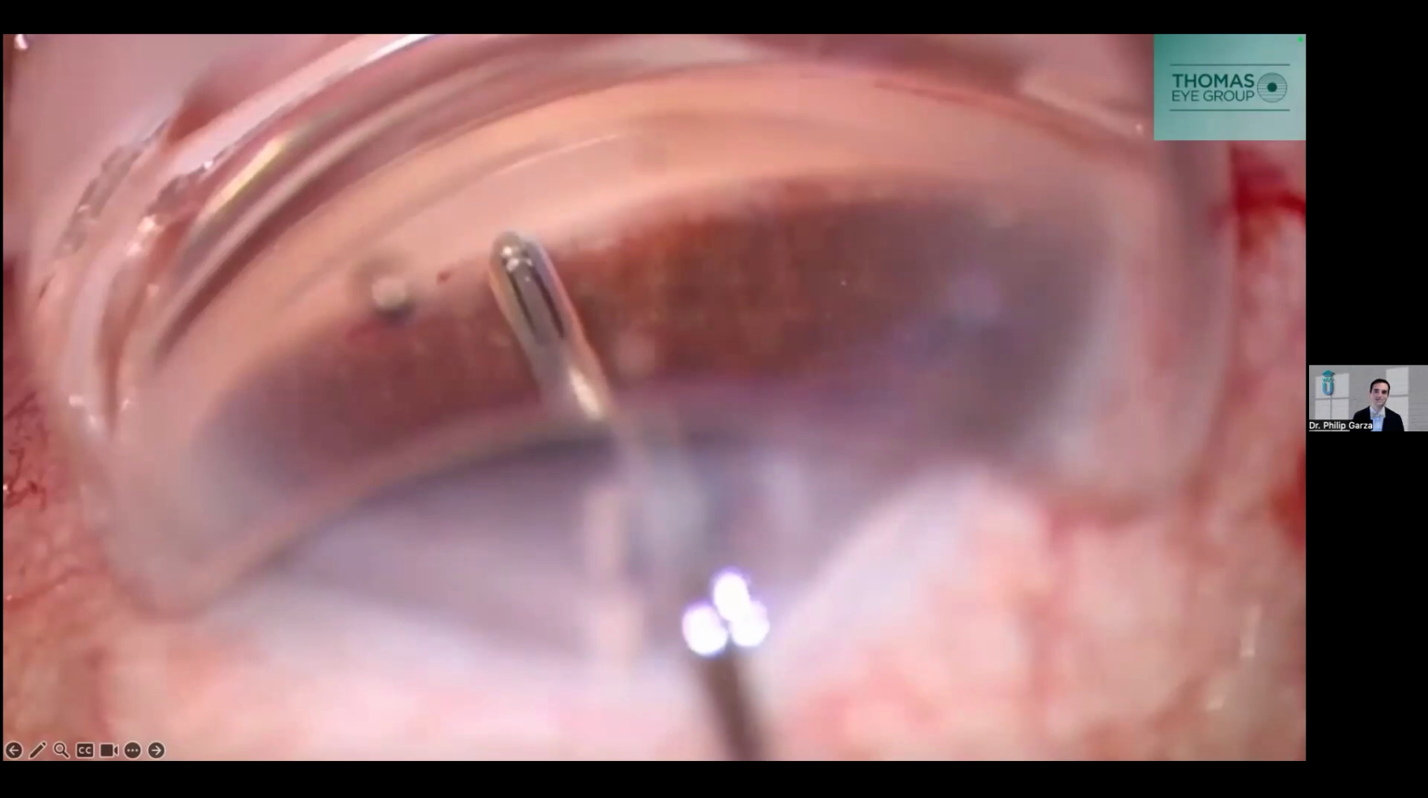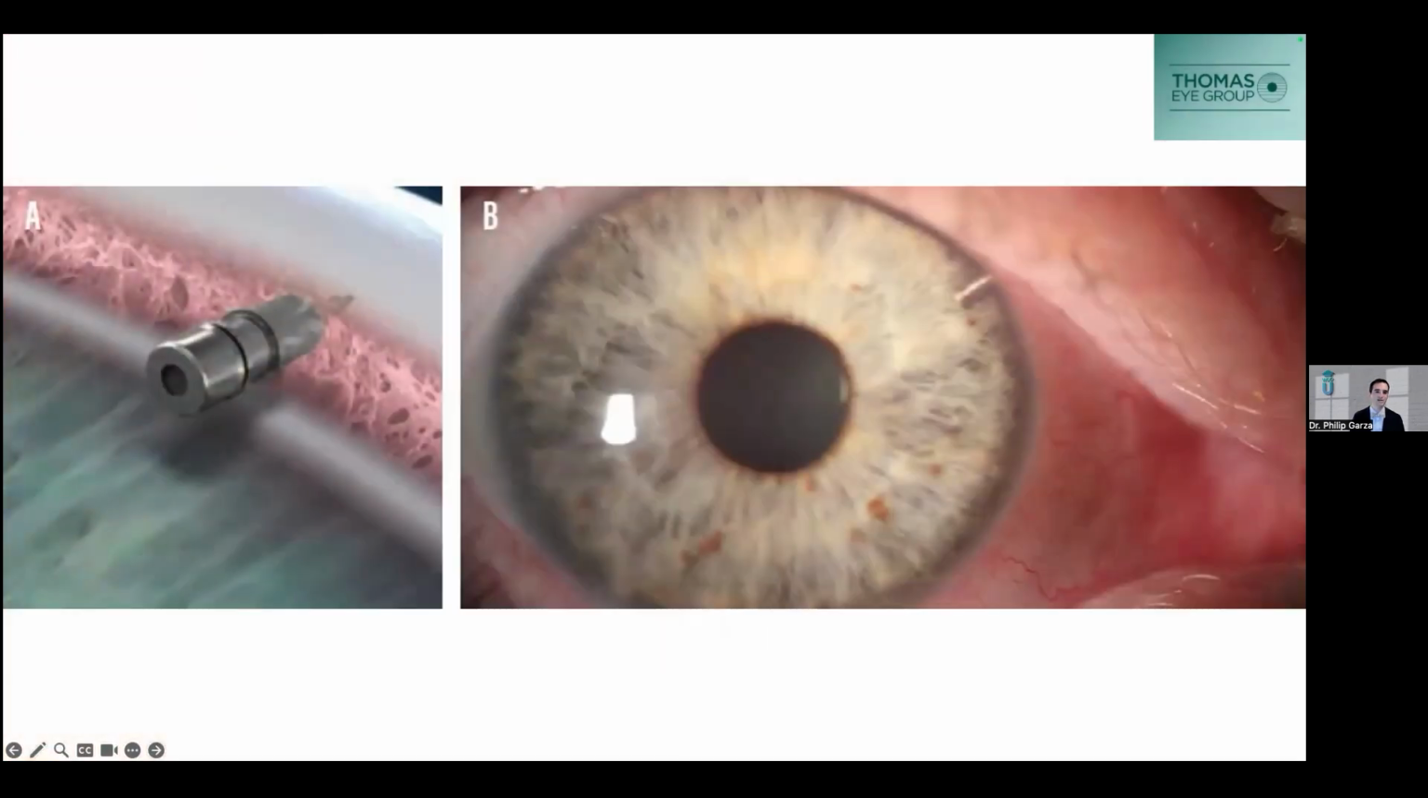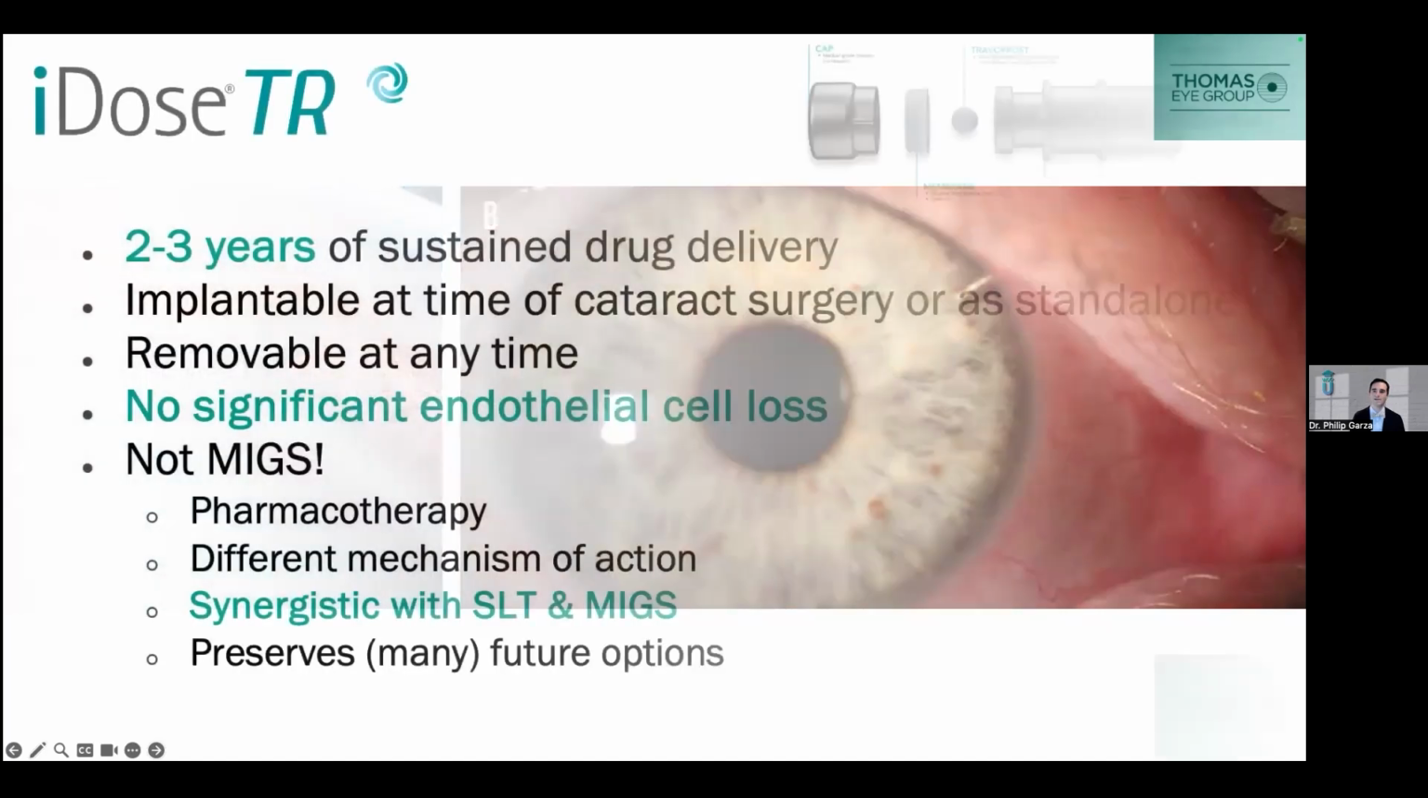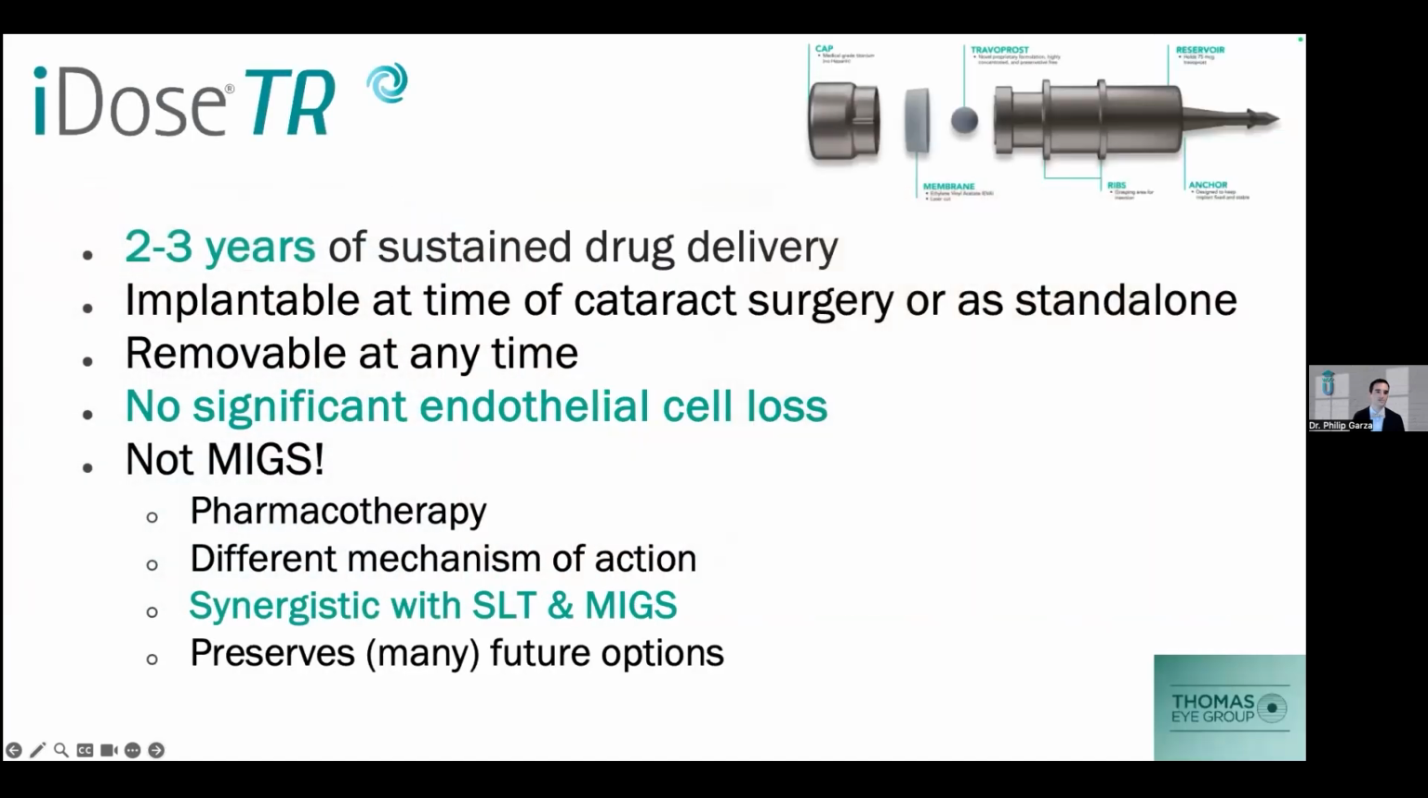I just did one of these today. And this is what you get. You can see it at the slit lamp. We aim for the superonasal angle, so it's observable and we know that it's where we intend it to be. And it provides 2 to 3 years of sustained drug delivery. It is implantable at the time of cataract surgery or as standalone, and it is removable at any time. There was no significant endothelial cell loss in the clinical trial.